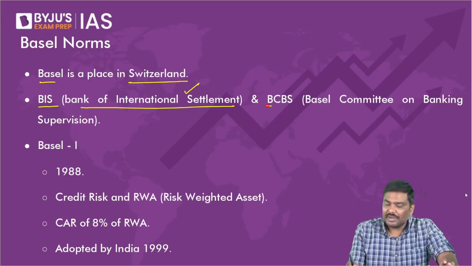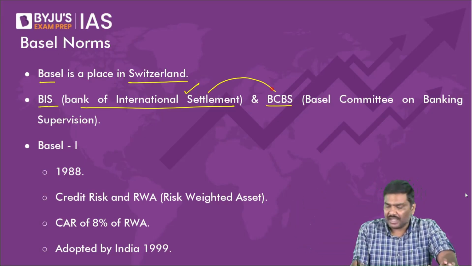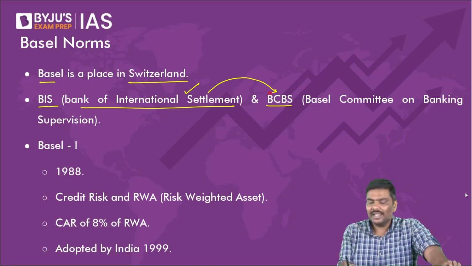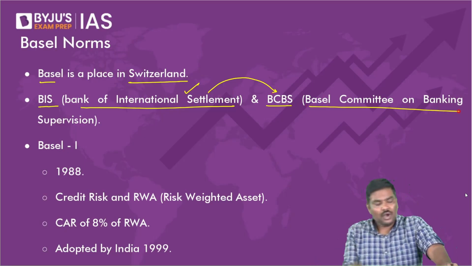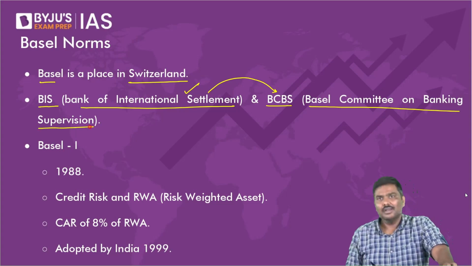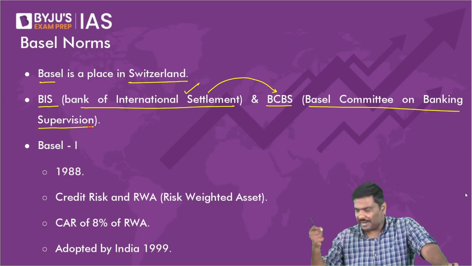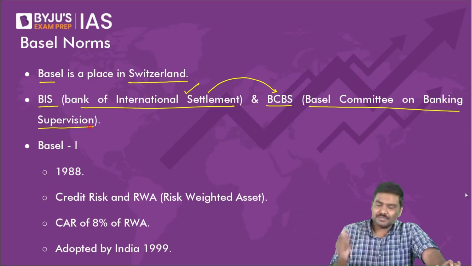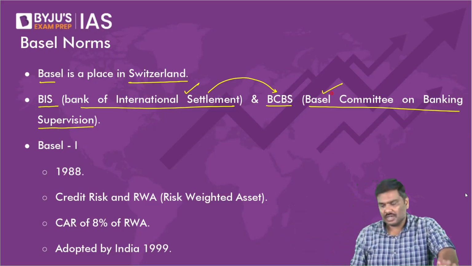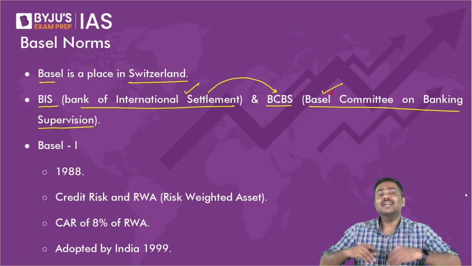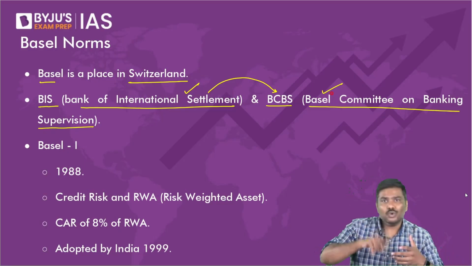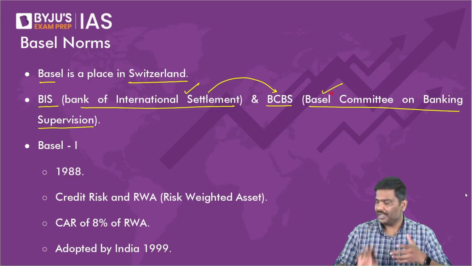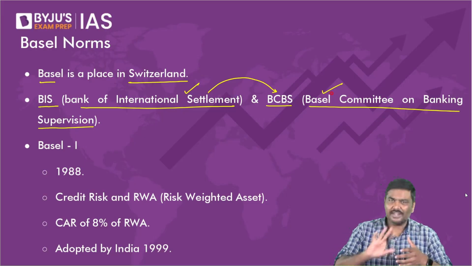There is one committee which has been set up by BIS, and the name of the committee is Basel Committee on Banking Supervision. This Basel Committee on Banking Supervision generally discusses and comes out with guidelines to regulate the banking sector. Any problem with this? Please do let me know right now.